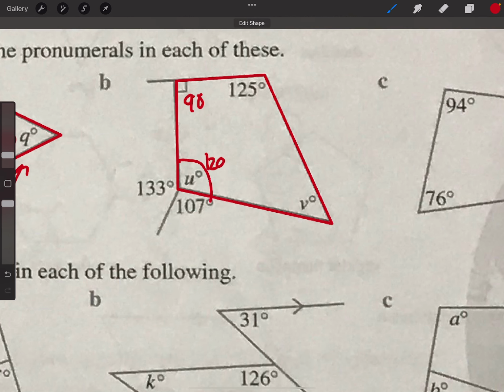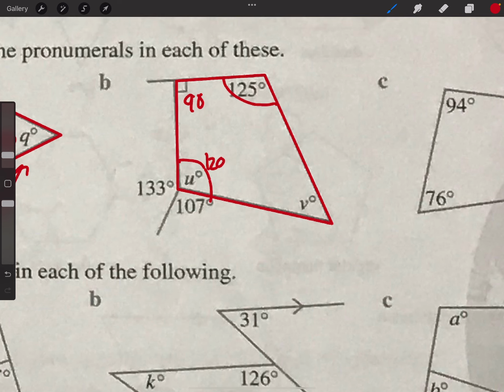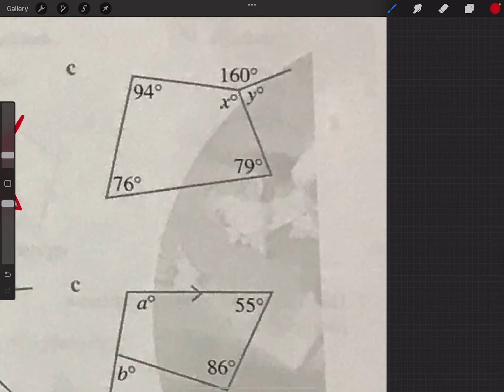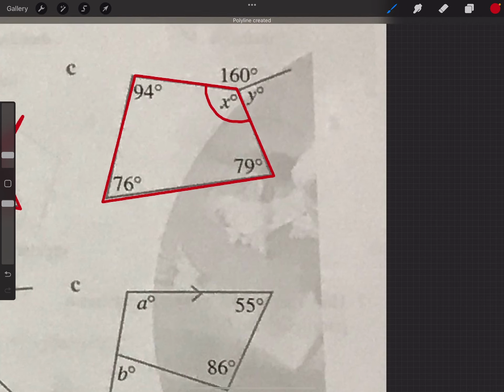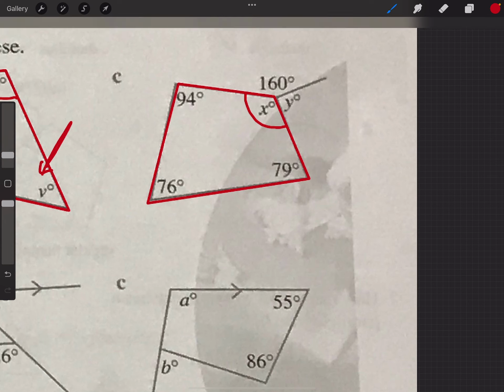Okay, so 90 plus 120 plus 125, you can work out what V is. Question C. Let me see. We can work out this angle here, okay? Because you've got a four-sided shape. Okay, so let's add these together.